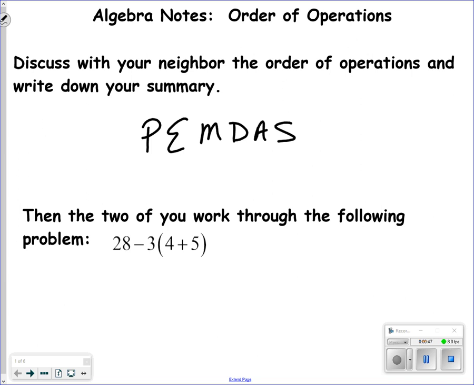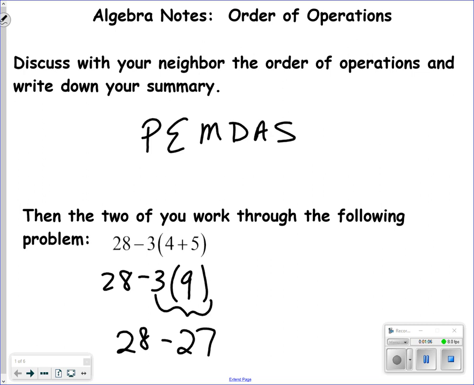So then the two of you need to work on this one. I'm just going to do the parentheses. Inside the parentheses, 4 plus 5, so we're going to do that first. Now, this is a commonly missed question because you look at that 28 minus 3 and think, oh, I should do that first. Well, really, there's a multiplication problem here. 3 times 9 is 27. And the last thing I should do in this particular question is take 28 minus 27. So again, follow your rules, and we'll write those down here on the next slide.